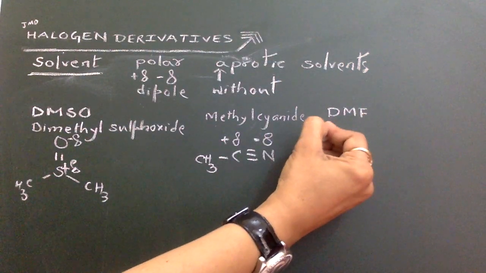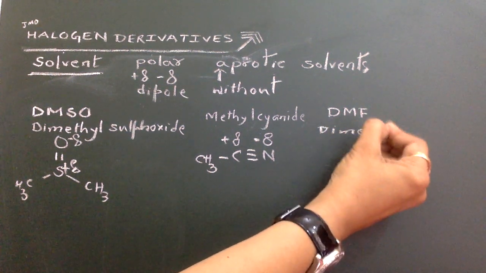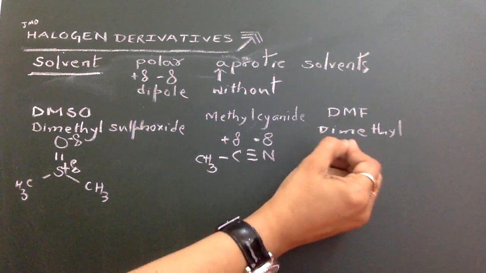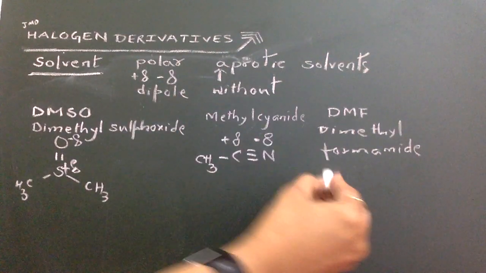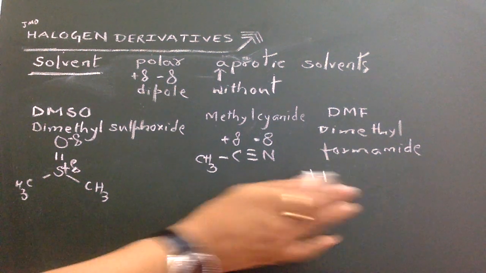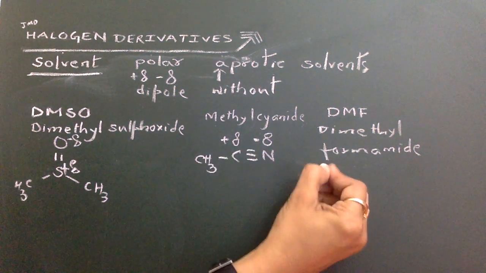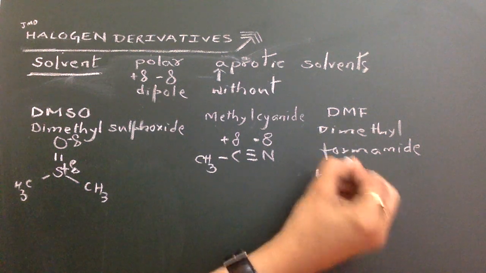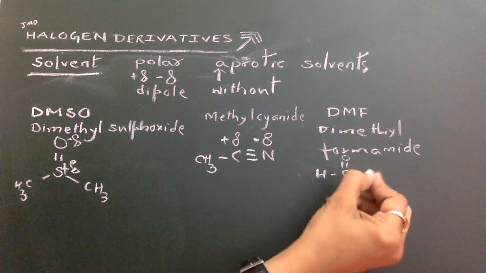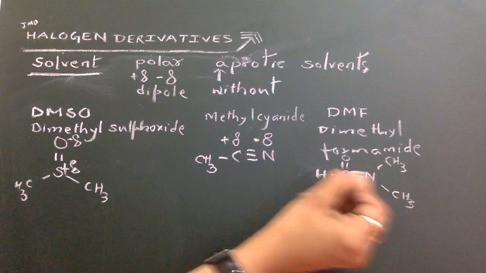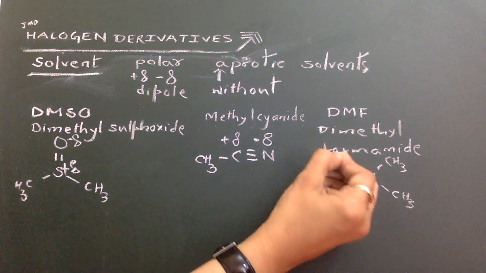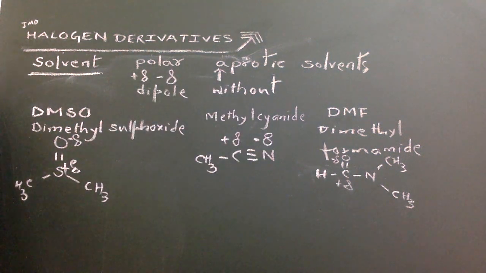Now DMF is dimethyl formamide. See what is dimethyl formamide? This is the formyl group, and amide, where the two hydrogens are replaced by methyl. So this is also polar, electropositive, electronegative, but it is not having a proton that can be released.